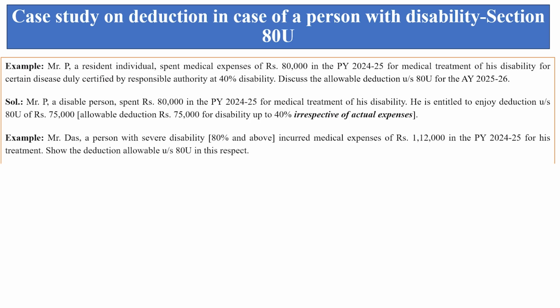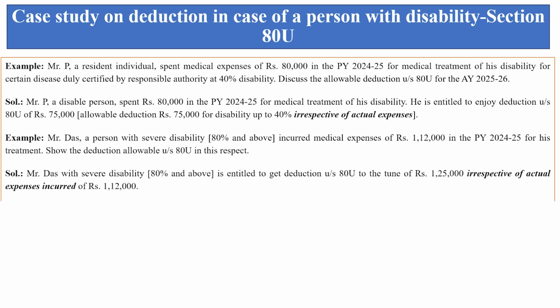Mr. Das, a person with severe disability 80% and above, spent 1,12,000. So in this case, under section 80U, irrespective of actual expenditure, Mr. Das will get deduction under section 80U to the tune of rupees 1,25,000.